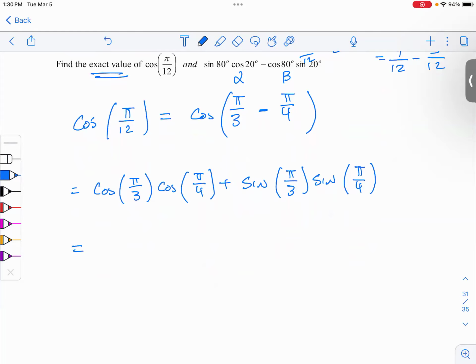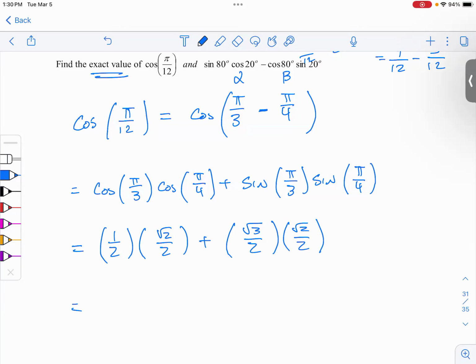And why this is fantastic is because I know what all these angles are. I know what the trigonometric function of all those angles are. Cosine pi over 3 is 1/2. Cosine pi over 4, root 2 over 2. Sine of pi over 3, root 3 over 2. Sine of pi over 4, root 2 over 2. Then all I have to do is simplify this down.